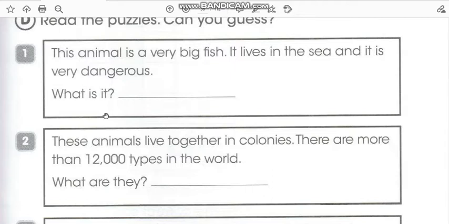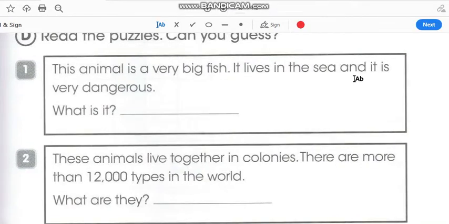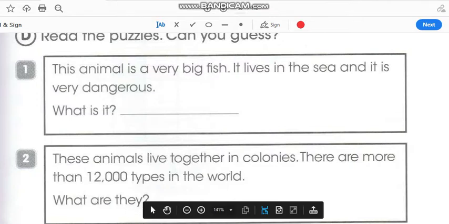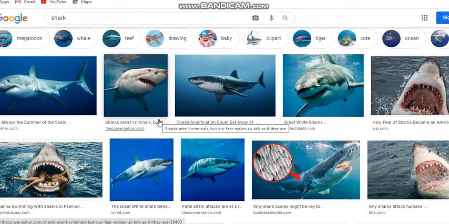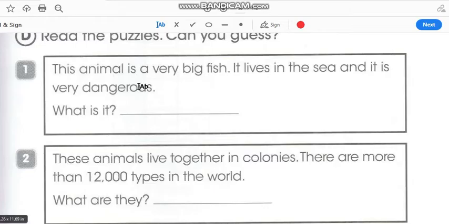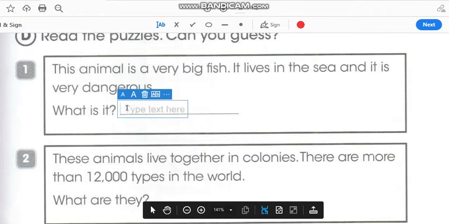It's a very big fish, it lives in the sea and it's very dangerous. What is it? What's this animal which is very big, lives in the sea and is very dangerous? Yes, that's right, that will be shark. Shark, the shark, because it is a very dangerous animal that lives in the sea, so the right answer will be shark. So you will write shark.